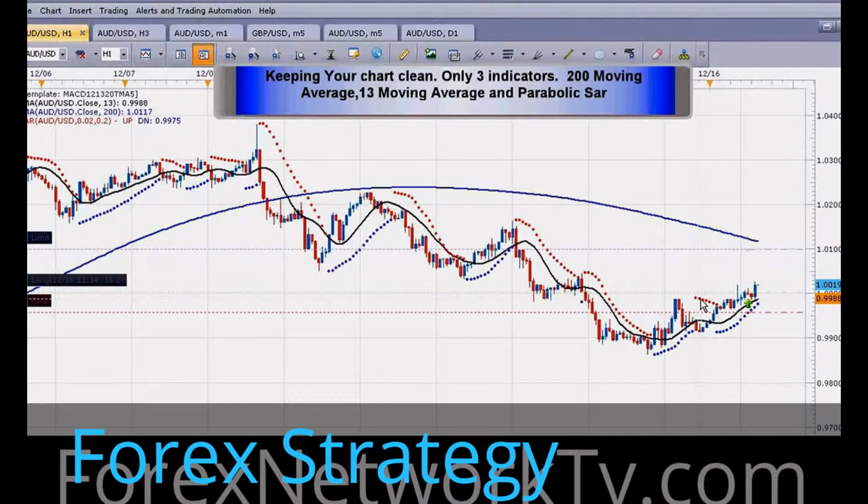Price is below the 13 moving average and it has hit the parabolic star. Always try to take the trade at the moment it hits the parabolic star, because from there it starts to move. So your stop loss would be 1 pip above the value. I came in the middle of the trade.